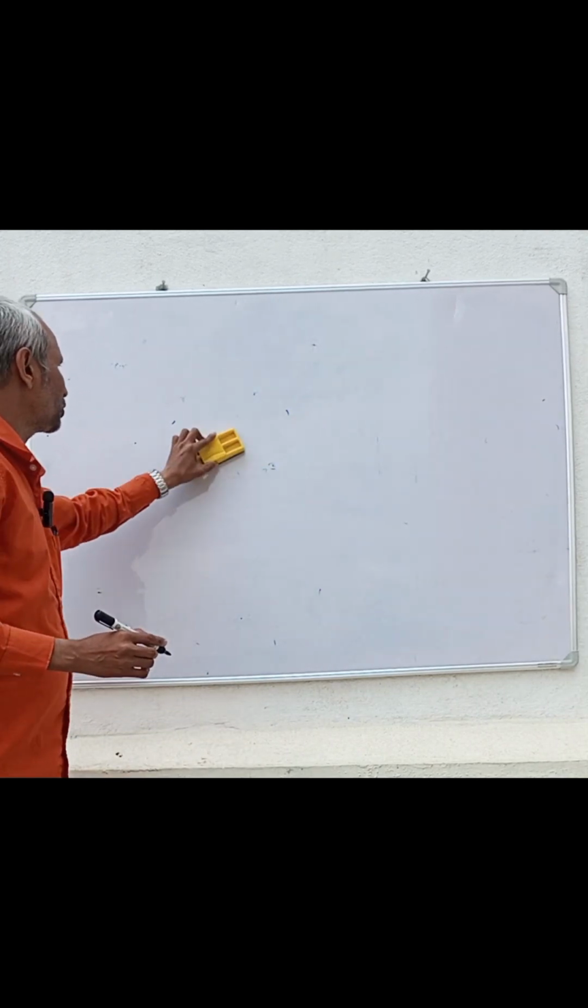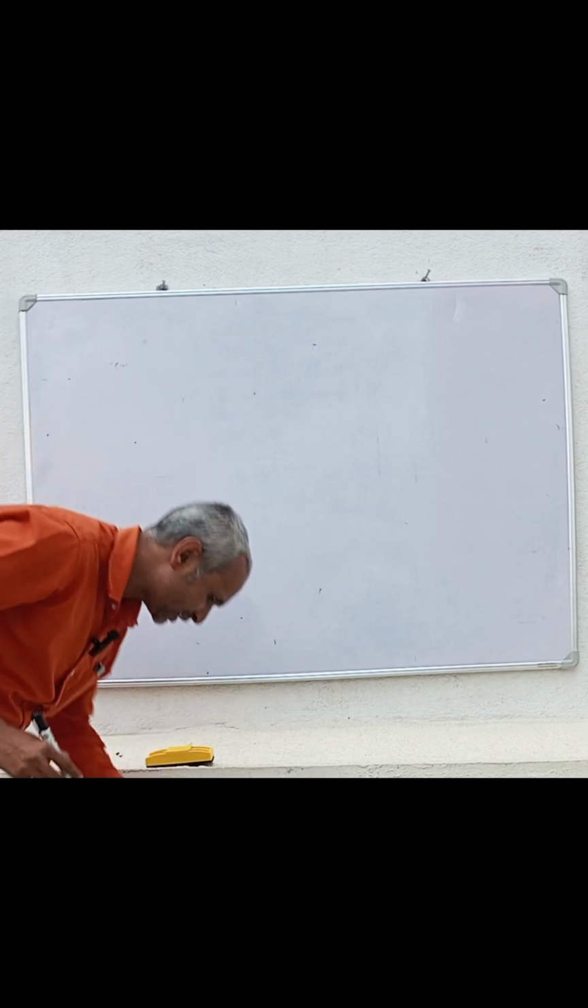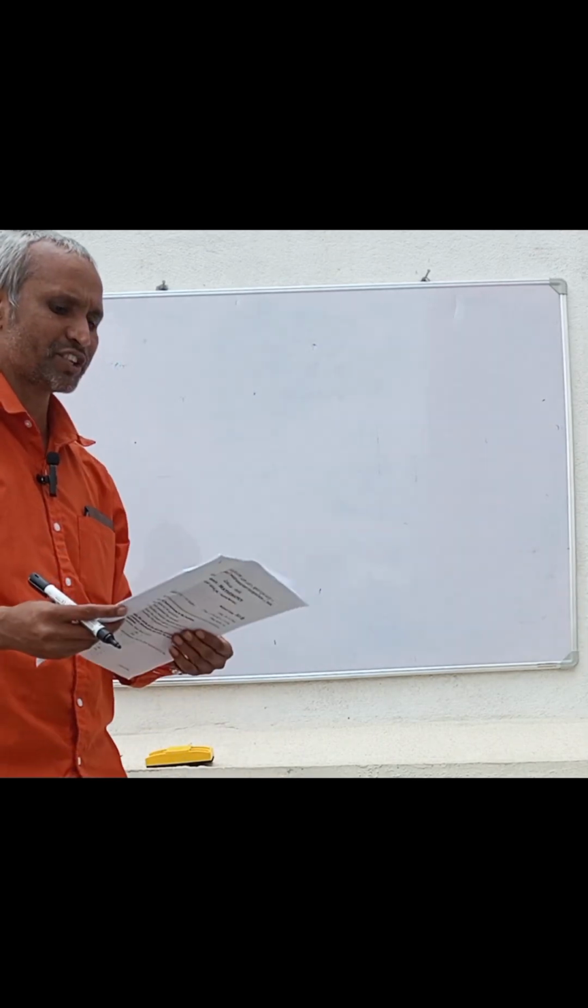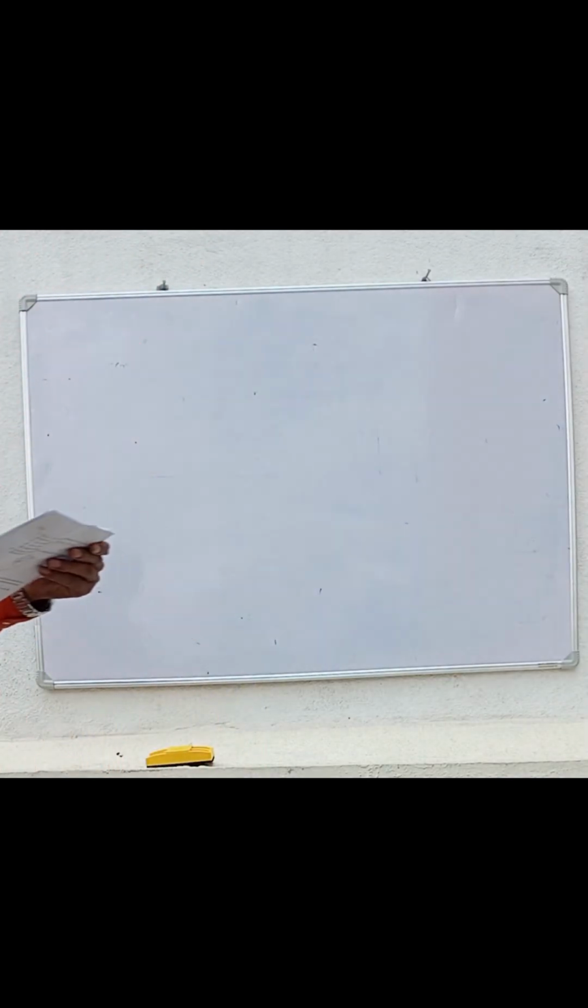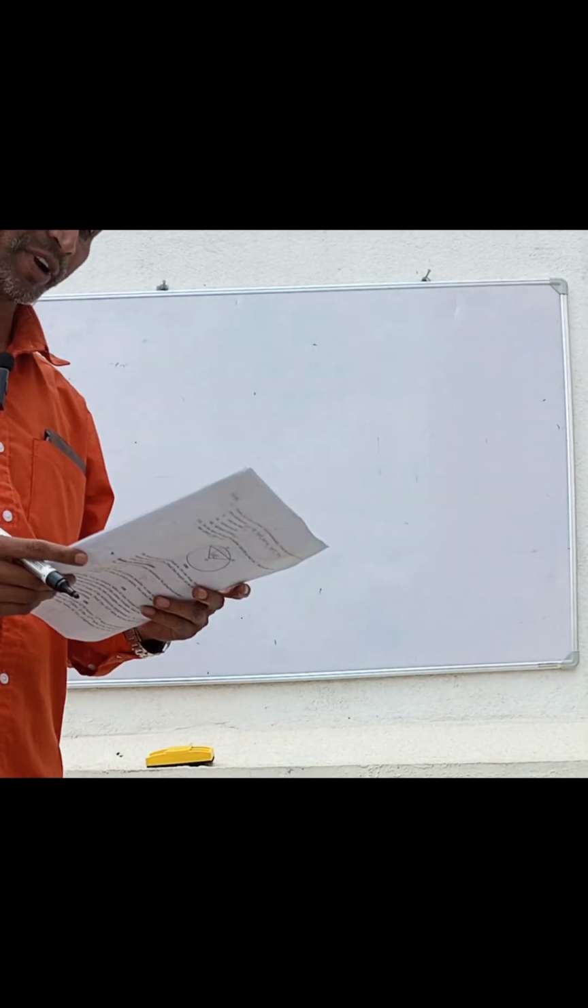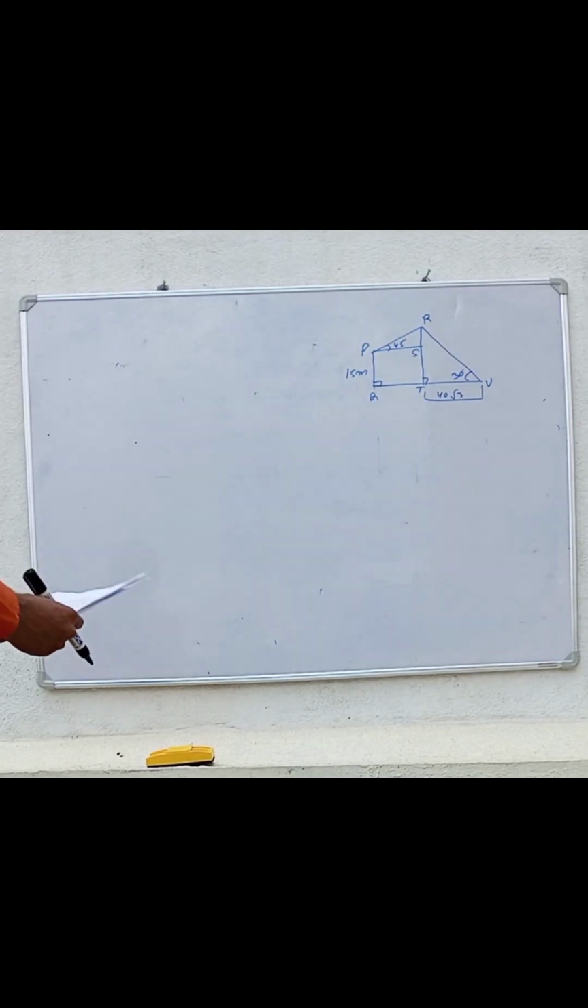4 marks question. So 4 marks question, it says that here first 4 marks question, question number 37, it is given here. It is from the application of the trigonometry. So this is the question from the trigonometry.